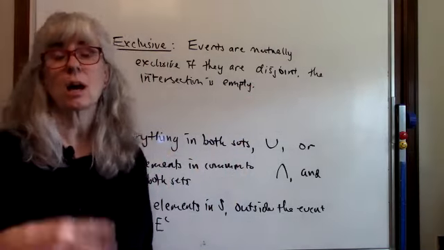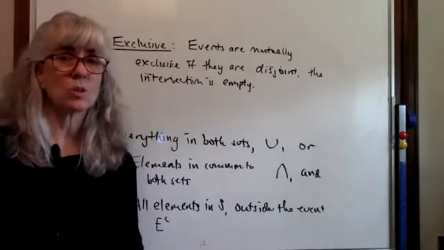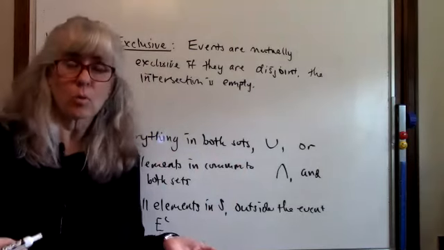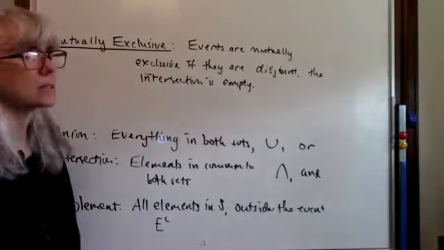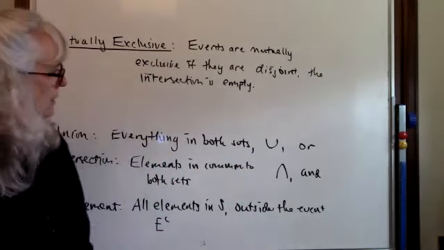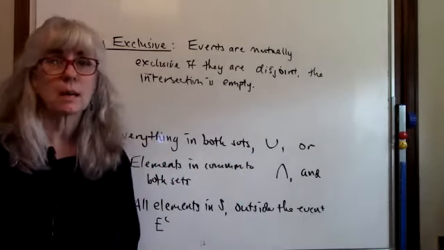So an example would be tossing a coin. I'm either going to get a head or a tail. They can't both occur. I can't get a head and a tail on the same toss. So those are mutually exclusive events. Okay, that's it for vocabulary. We'll start doing some samples in the next part.